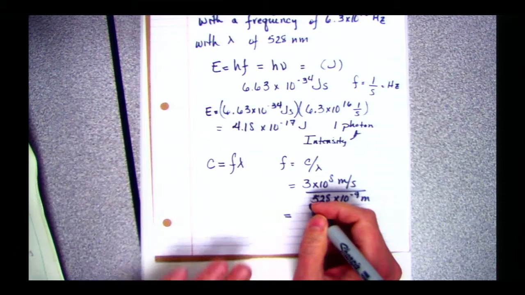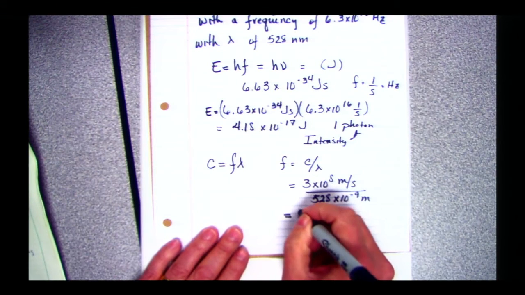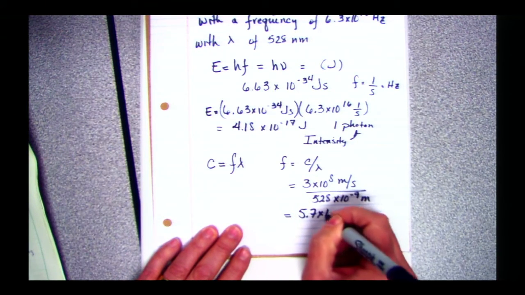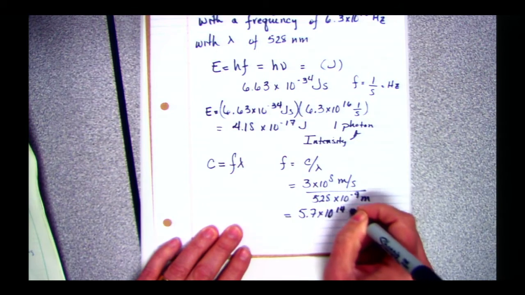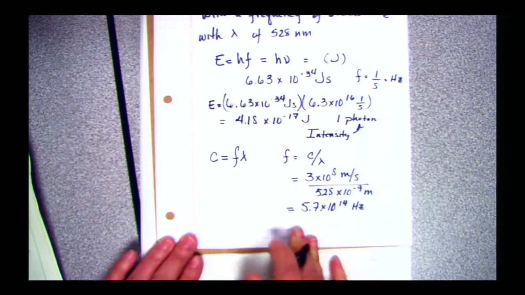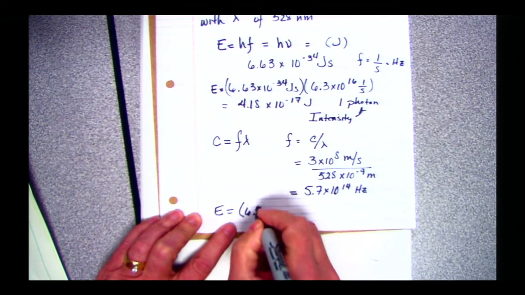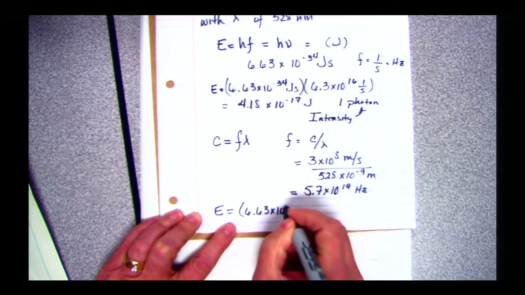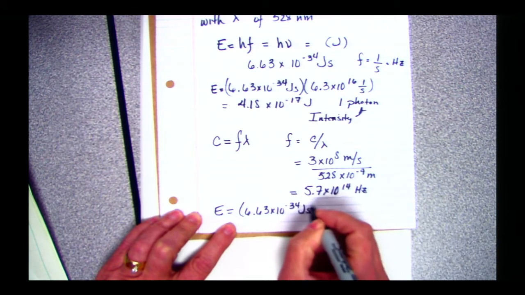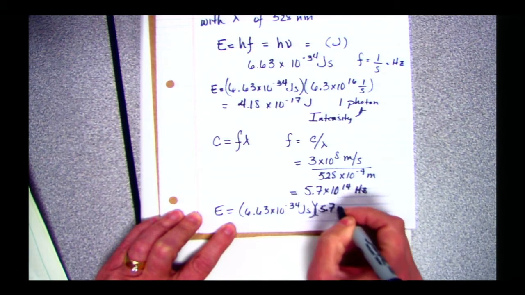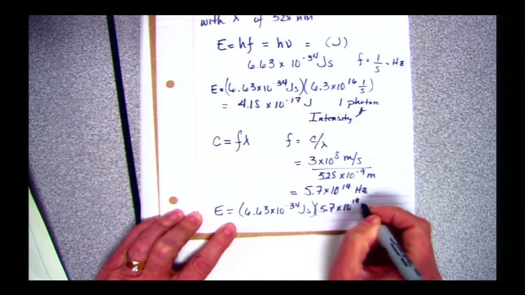And so now I'll just do the same calculation. E is equal to my 6.63 times 10 to the minus 34 joule seconds times 5.7 times 10 to the 14 hertz. And that's going to end up giving me 3.78 times 10 to the minus 19 joules.